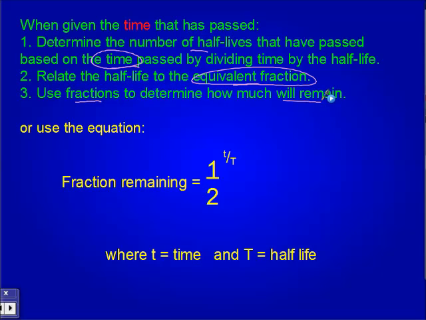I can do this by cross multiplication, setting up a proportion, or just taking a fraction, half of the initial amount or 1/4 of the initial amount, to set that up. Again, there is an equation you could use. Fraction remaining is 1/2 to the t over T power. Small t is time, large T is half-life. But most of the problems in our book are set up easily enough that you can use these steps to do it. You won't need to use this equation.